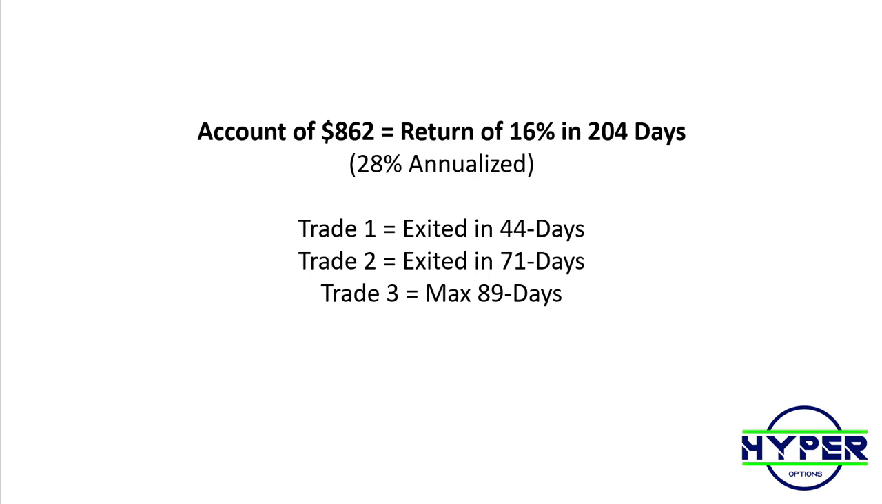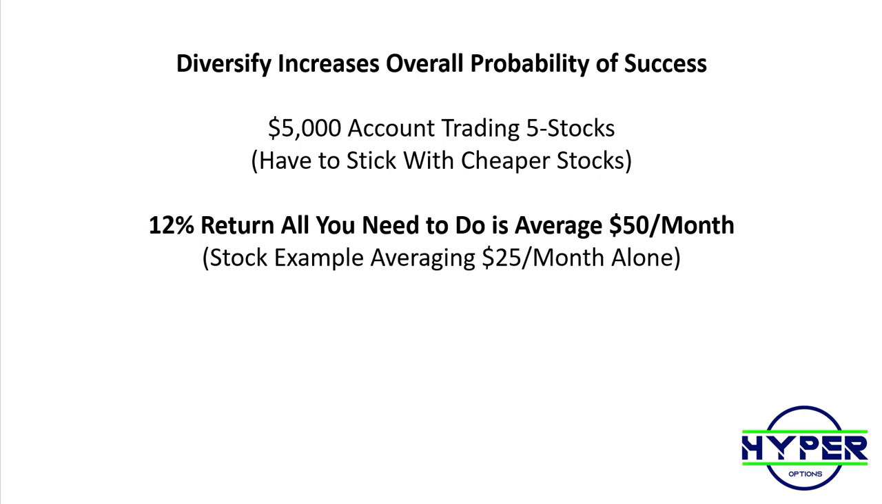So this is a no-brainer, and we're not even done with the good stuff yet, because once you start to diversify, let's say instead of focusing on one stock, you have a $5,000 account and you focus on 5 stocks, you increase the overall probability of long-term success. And you can do this with relative ease. So what is the goal of this? It's simply to generate above average returns with a fraction of the risk.